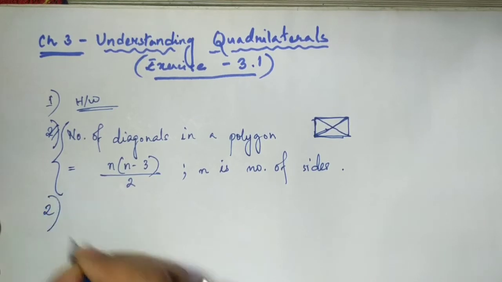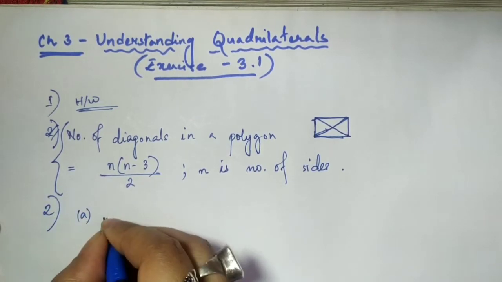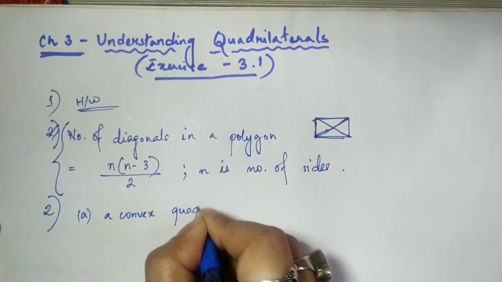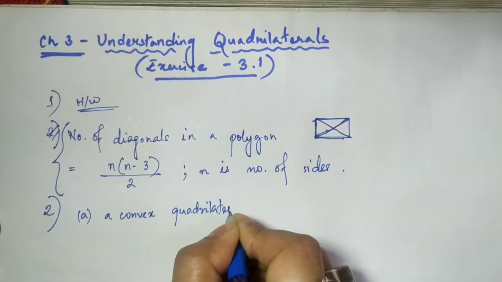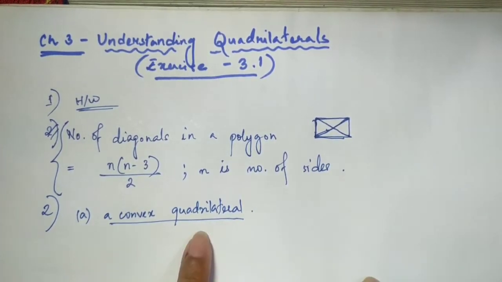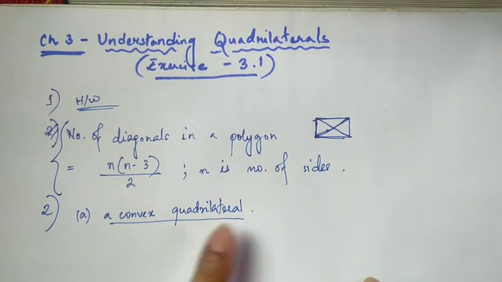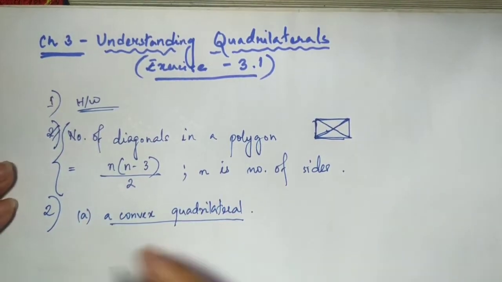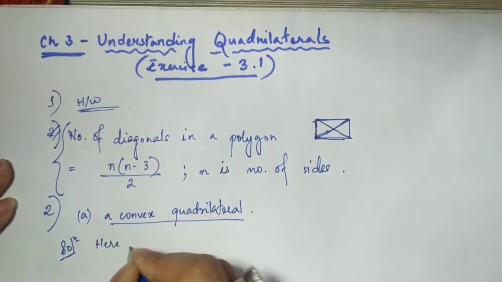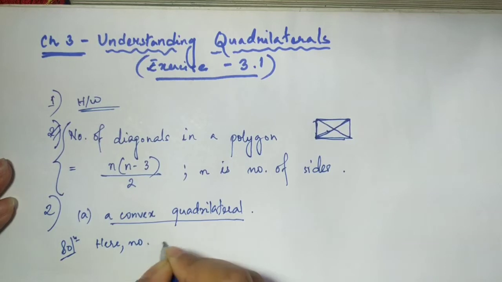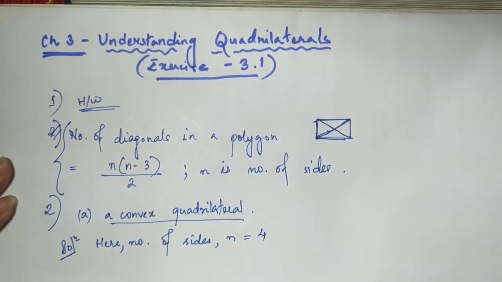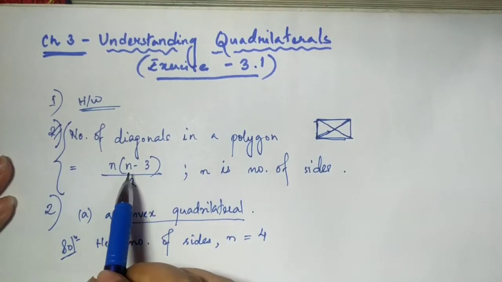So let us start with question number 2. Part A is given as a convex quadrilateral. Whether it's concave or convex is not important here. Here we need to know what the polygon is. The polygon is a quadrilateral. A quadrilateral has how many sides? 4 sides. So how do I find the number of diagonals here? Here the number of sides, small letter n, is equal to 4. How do I calculate the number of diagonals? I'll put it in this formula.